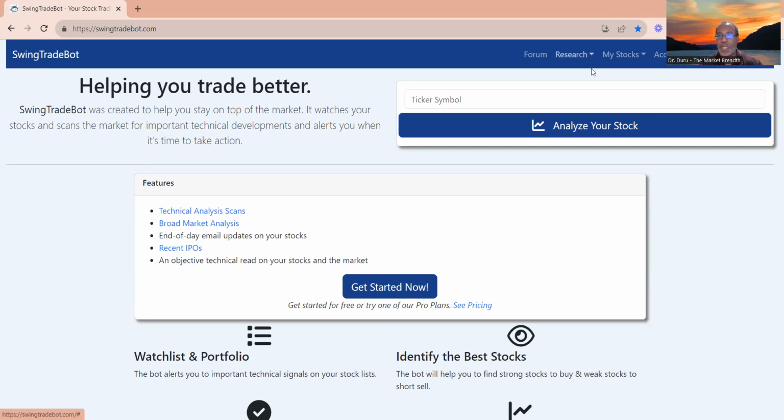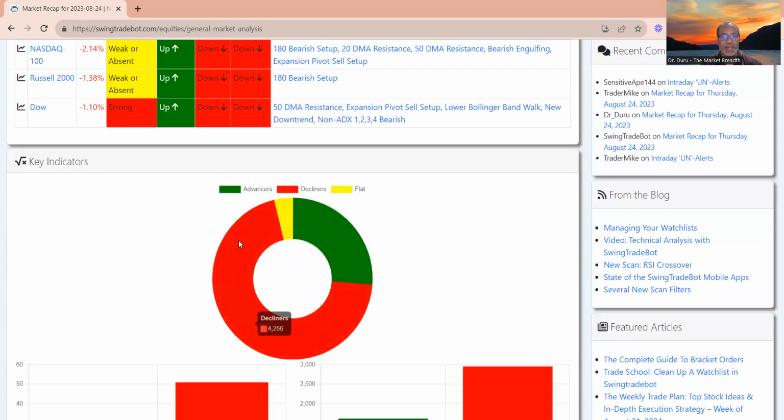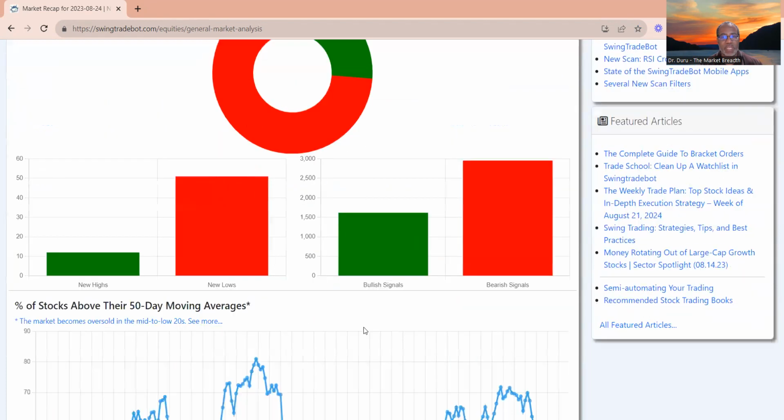And if I go to research, I can get the general market overview. And the thing that should stand out to you right away immediately is midterm, short-term trends are down for all of the major indices. Oh my goodness, it's ugly. Decliners today, huge versus advancers.